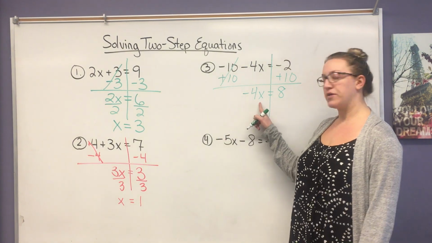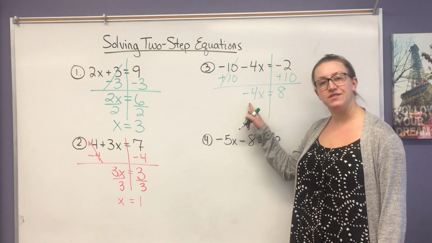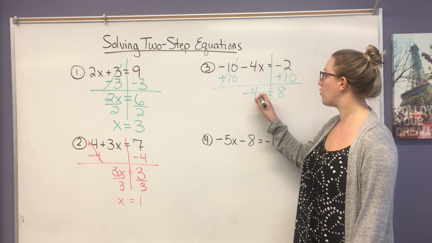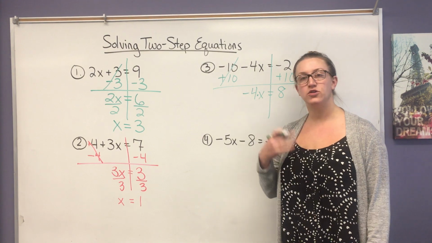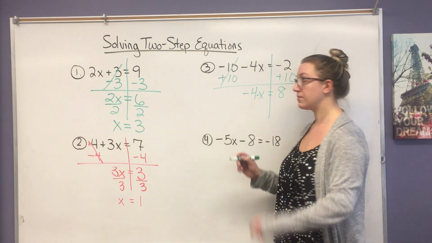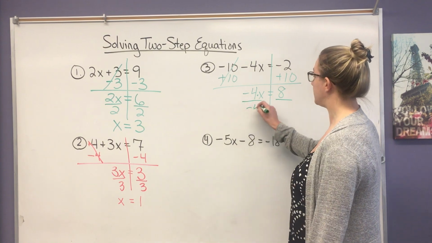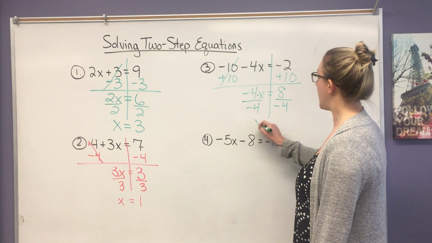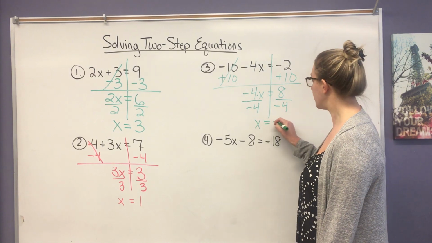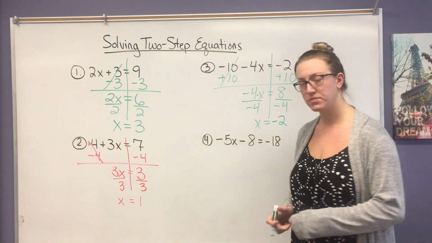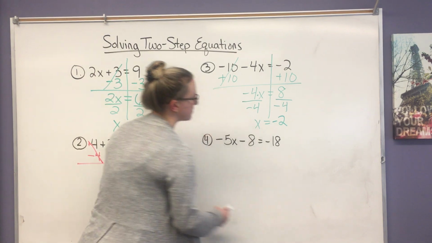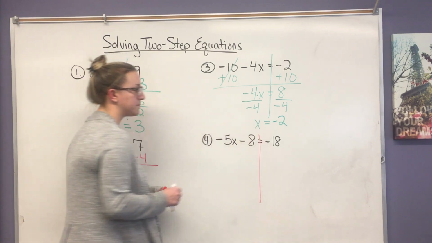I have to remember now that addition is not going to undo this one-step equation. This is a negative 4 times x. So to undo it, I should divide by negative 4 on both sides, of course. x is equal to 8 divided by negative 4, which is negative 2. Okay? And finally, for the last question, split it down the middle.